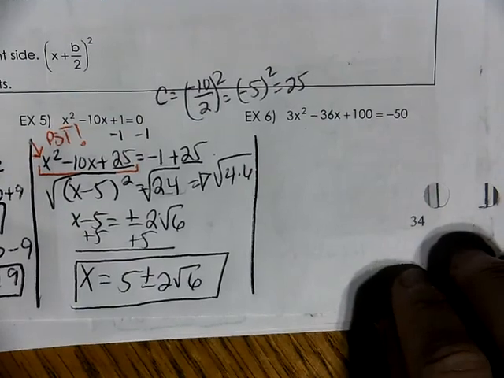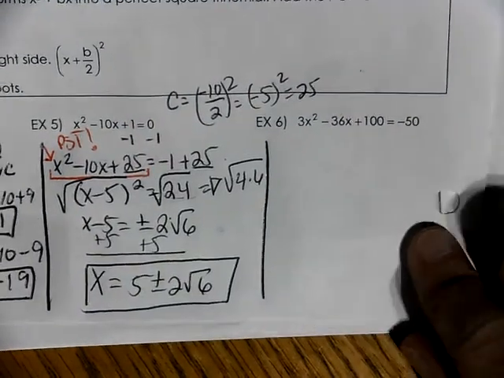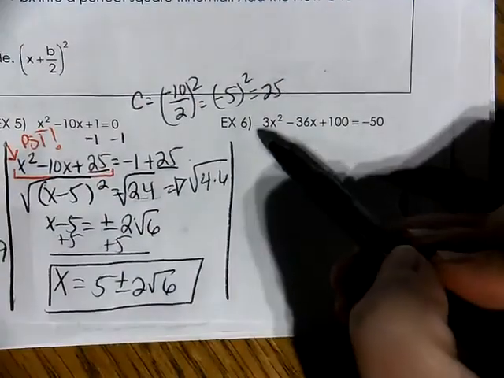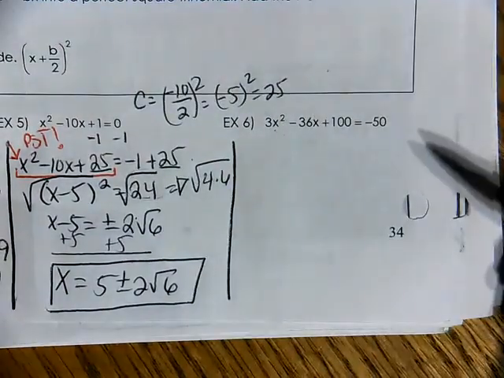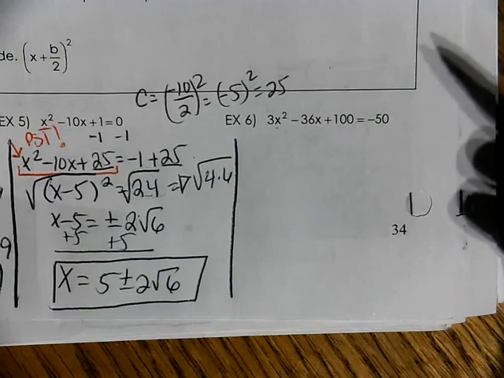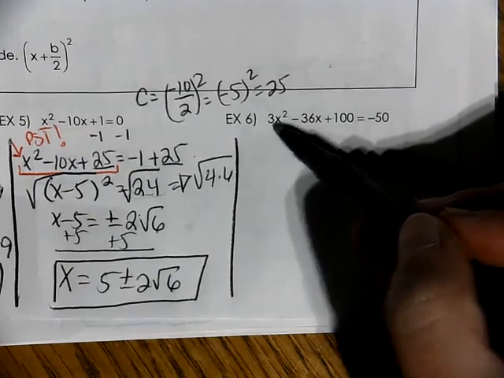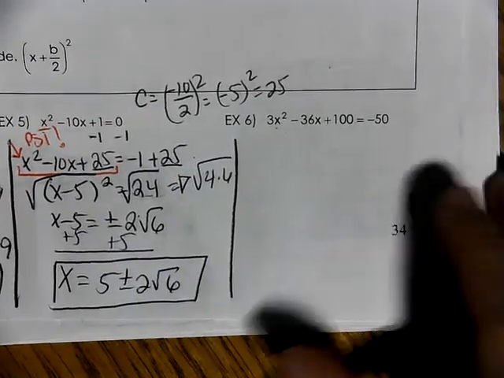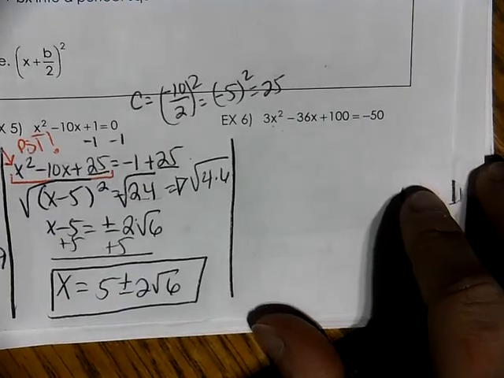Number 6 is a big old mess. It's just an absolute mess because our a value isn't 1, and we have a c value that, even though it's 100, that's great and all, our a value isn't 1. So this is not a perfect square trinomial. We need to figure some things out.